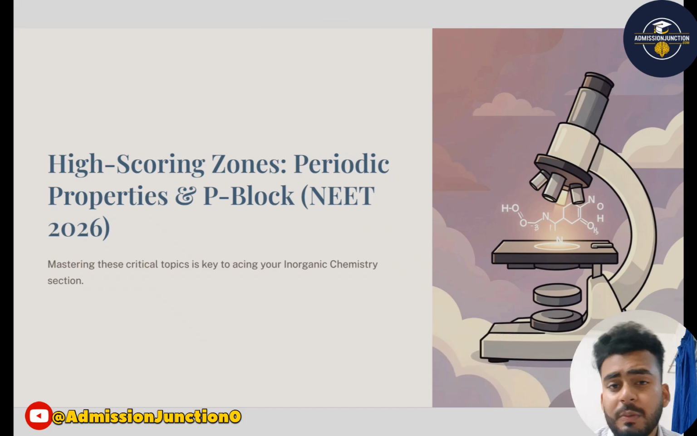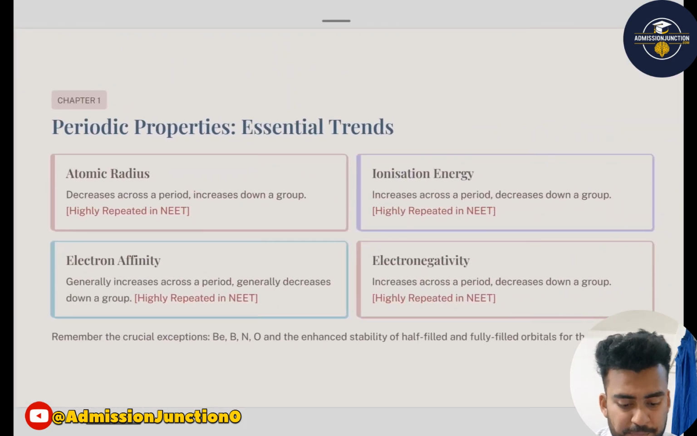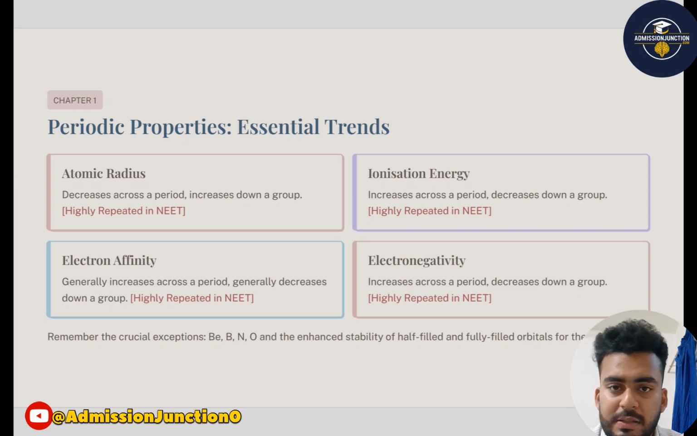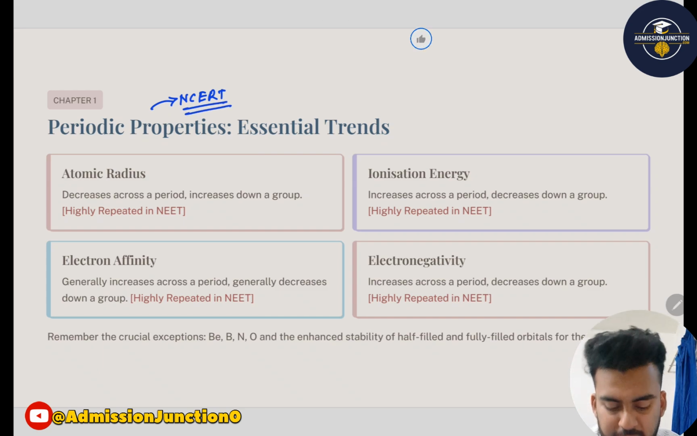So आज हम लोग बहुत ही एक शानदार टॉपिक पढ़ने वाले हैं, which is very important for your chemistry in NEET examination, that is periodic properties and P block. So mastering these critical topics is key to acing your inorganic chemistry section. Okay, so let's start. So basically what we have to see is the highly repeated zones in NEET examination. So we have selected from that section only, and along with this, if you read NCERT properly and thoroughly, it's good to go. So what is atomic radius?